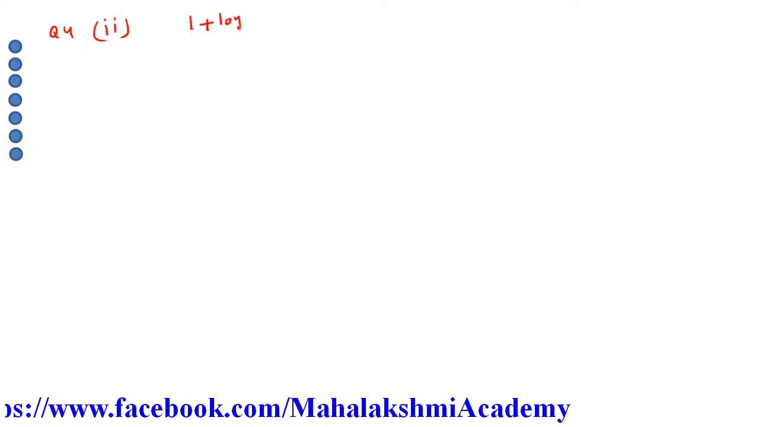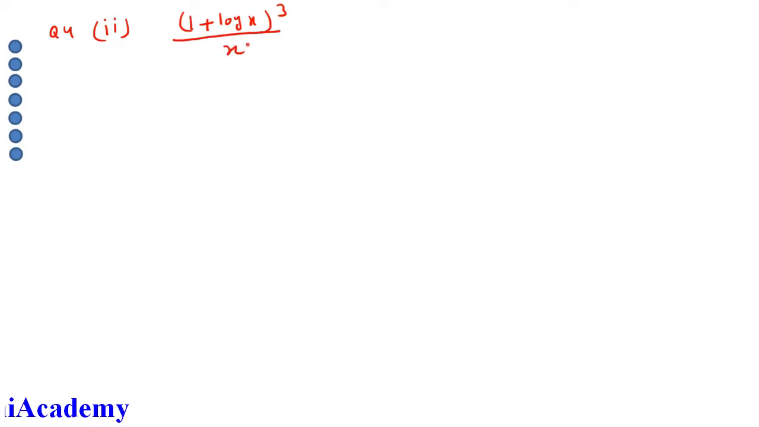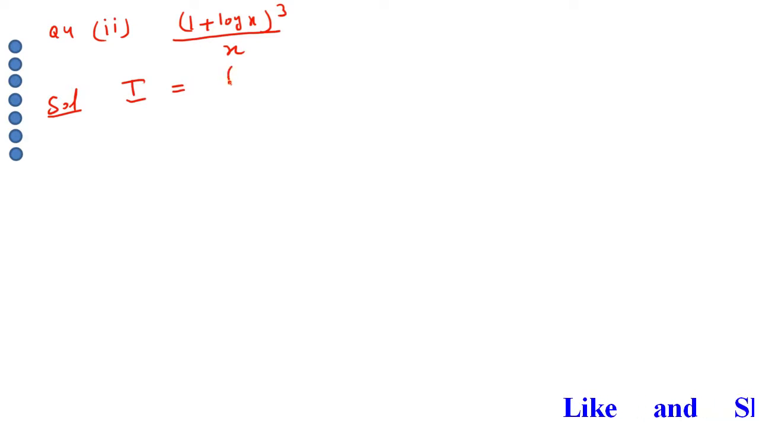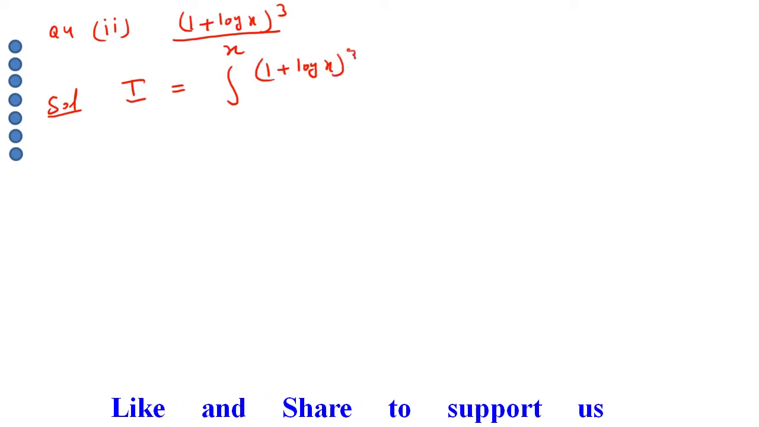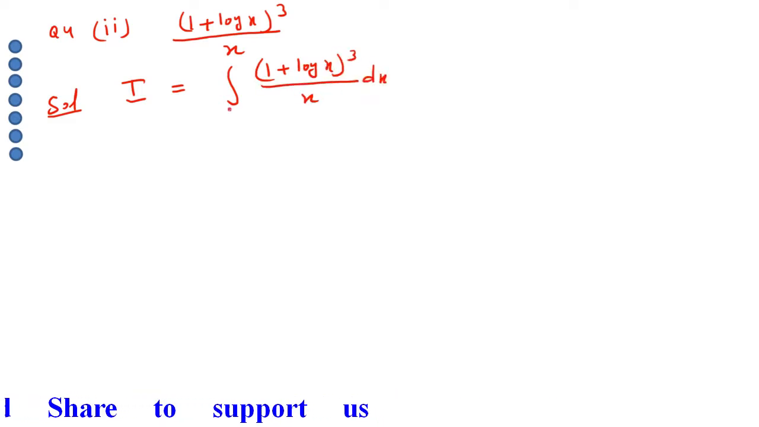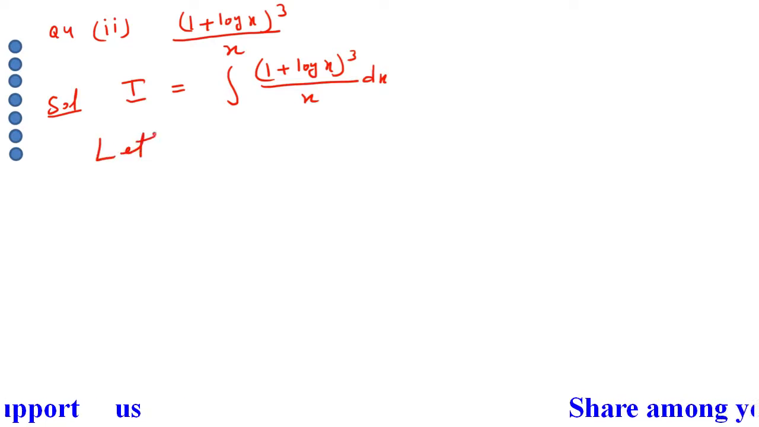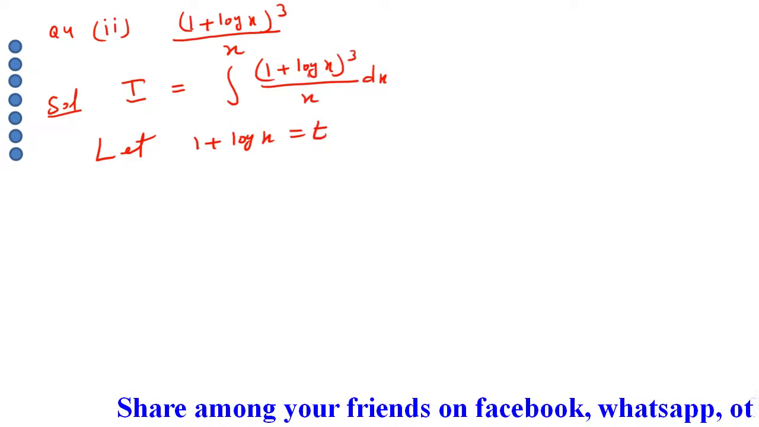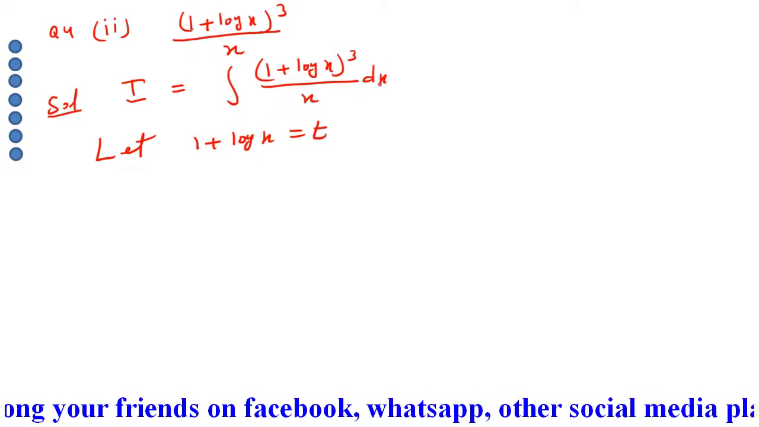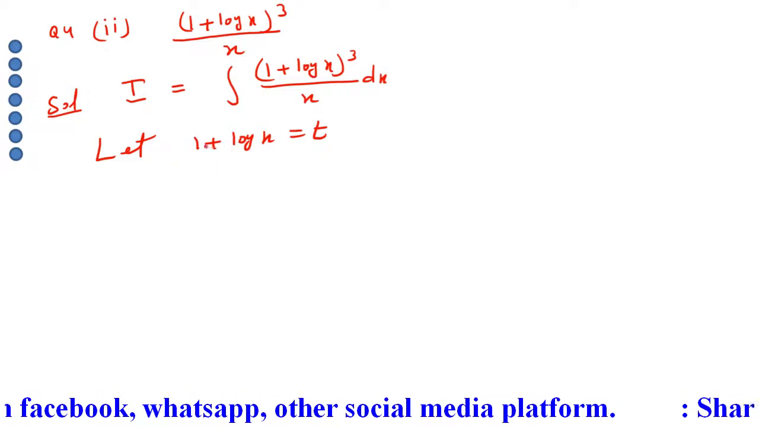Question number 4, second part, the given function is 1 plus log x whole cube upon x. So we have to integrate this function with respect to x. So we will assume this as I, integration of 1 plus log x whole cube upon x with respect to x. So here the substitution is same. I am going to assume this 1 plus log x is equal to t, because in previous question recently we had assumed and we achieved 1 upon x dx as dt. So by that we assumed here 1 plus log x as t.